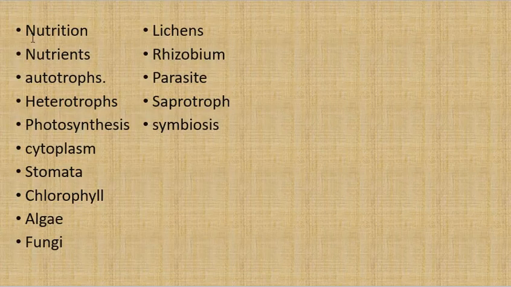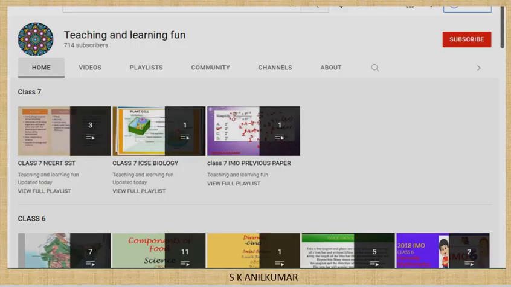What are the keywords we have seen? Nutrition, nutrients, autotroph, heterotroph, photosynthesis, cytoplasm, stomata, chlorophyll, algae, fungi, lichens, Rhizobium, parasites, saprotroph, and symbiotic relationship. So this is what we have seen in nutrition in plants. In the next class, we will look at how nutrition in animals happens.